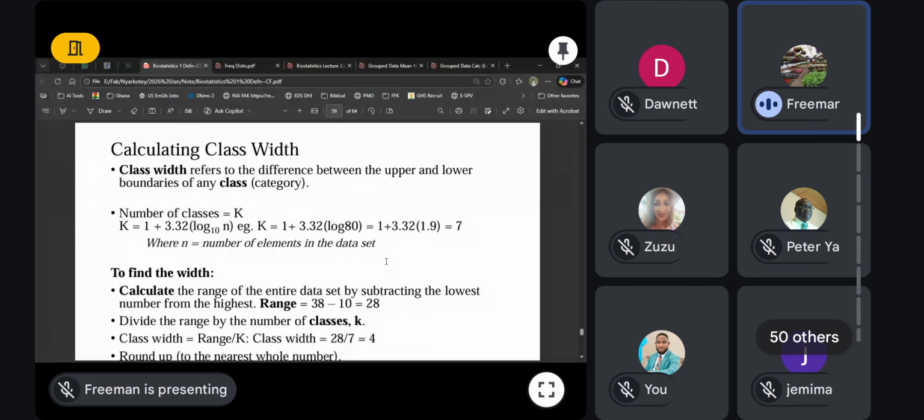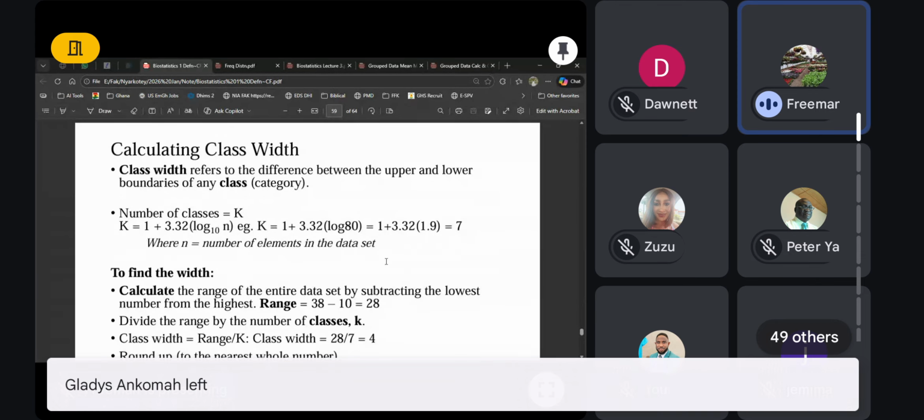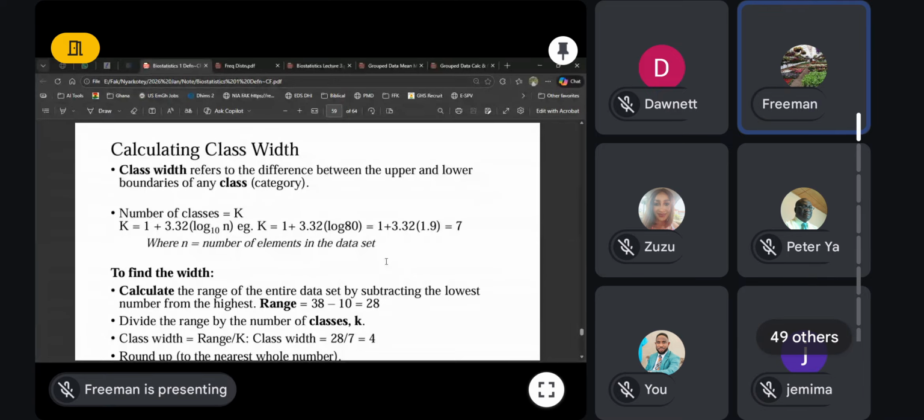Now the class width, we said, is the difference between the upper and the lower boundaries. The difference between the upper and the lower class boundaries. So the upper class boundary minus lower class boundary gives you the width of the class. There's another way of explaining it. When we get there, I will explain to you.